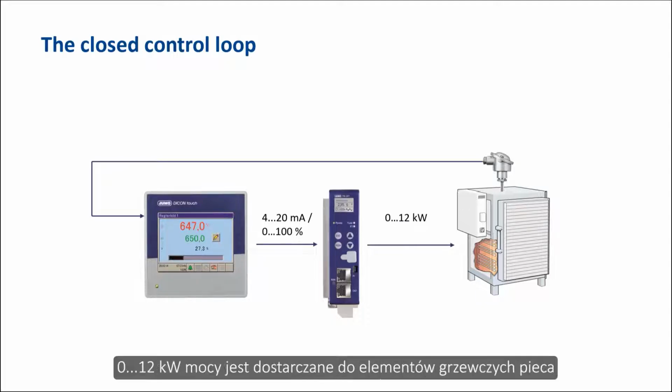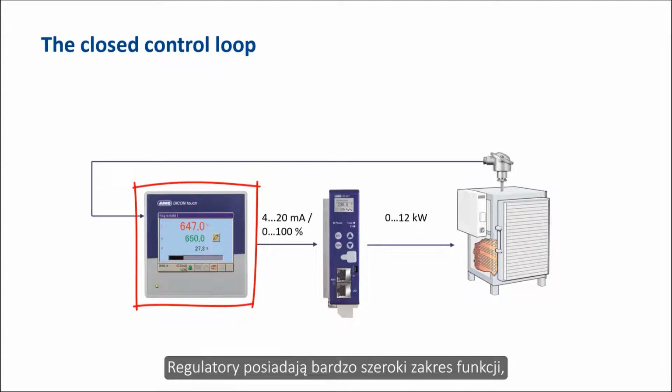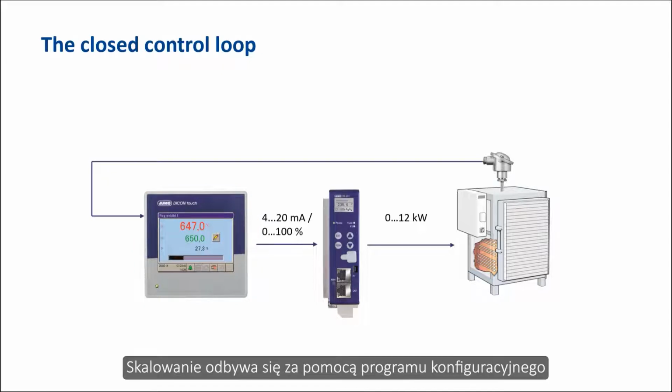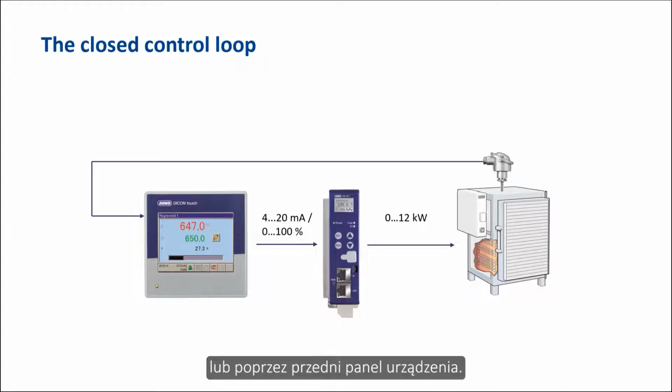In the example, 0 to 12 kW of power is fed to the heating elements of the furnace in proportion to the controller output level of 0 to 100%. The controllers have a very wide range of functions. They can be used universally and are adapted for the respective application. The scaling is done with the help of a configuration program or via the front panel of the device.